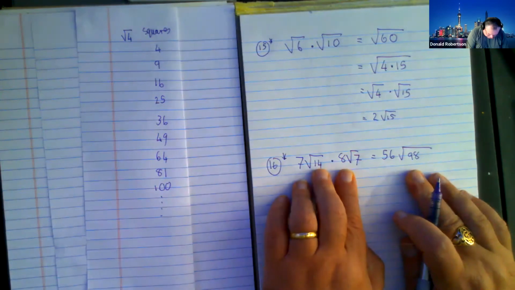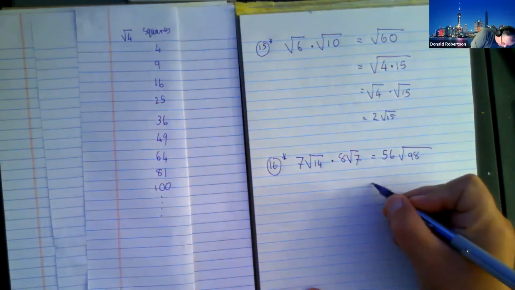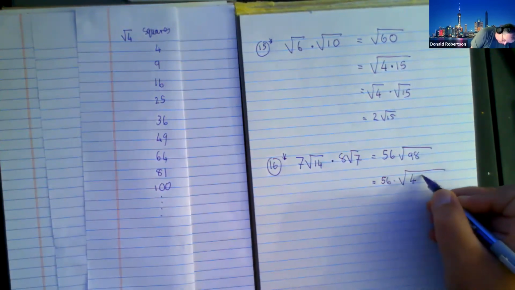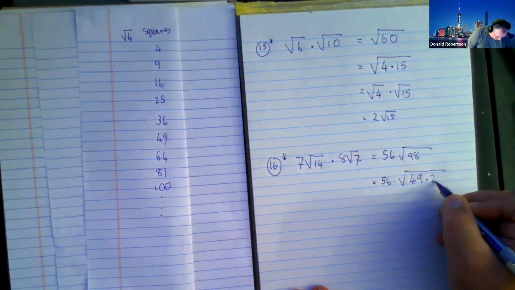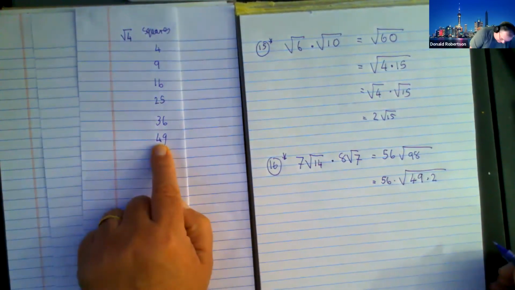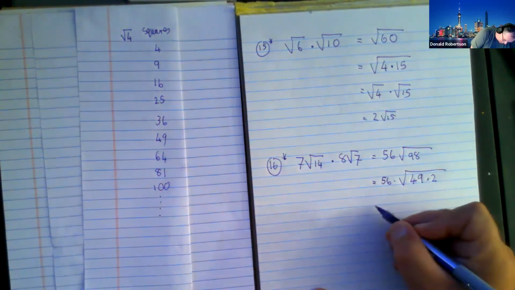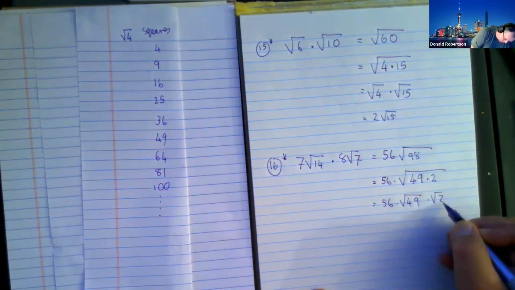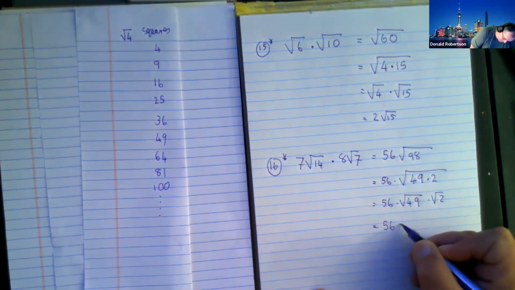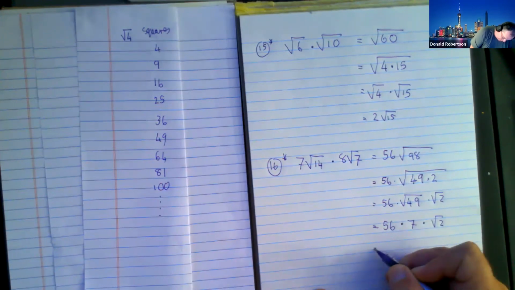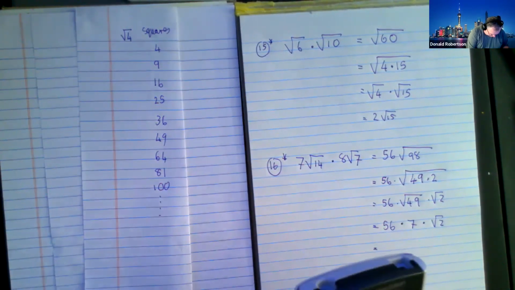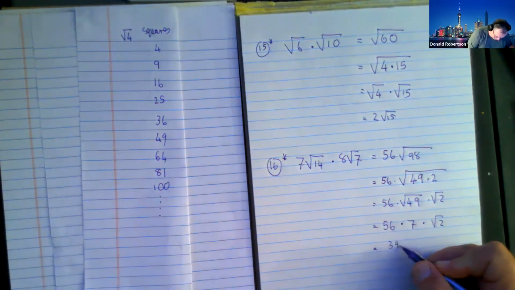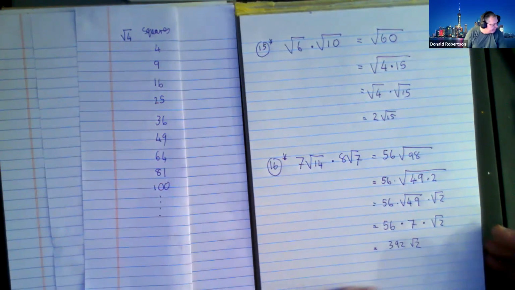So once you've multiplied them, combined them into a single expression, you then essentially simplify. Well, I know that the square root of 98 is 49 times 2. We'll check it. That becomes 56 times the square root of 49 times the square root of 2. So that becomes 56 times 7 times the square root of 2. And 56 times 7 is just a massive number. And it's 392 square root of 2. We're finished.